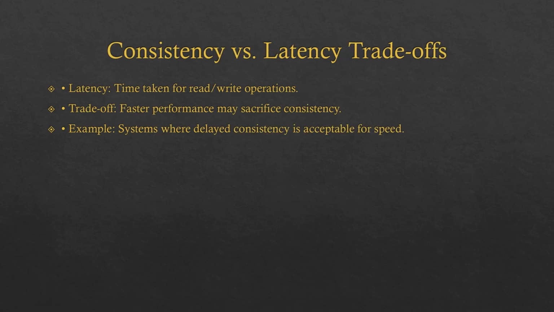When designing distributed systems, there is often a trade-off between consistency and latency. Lower latency means faster response times, but it might come at the cost of eventual consistency. On the other hand, prioritizing consistency can result in slower responses. Depending on the use case, systems must decide how to balance these factors.